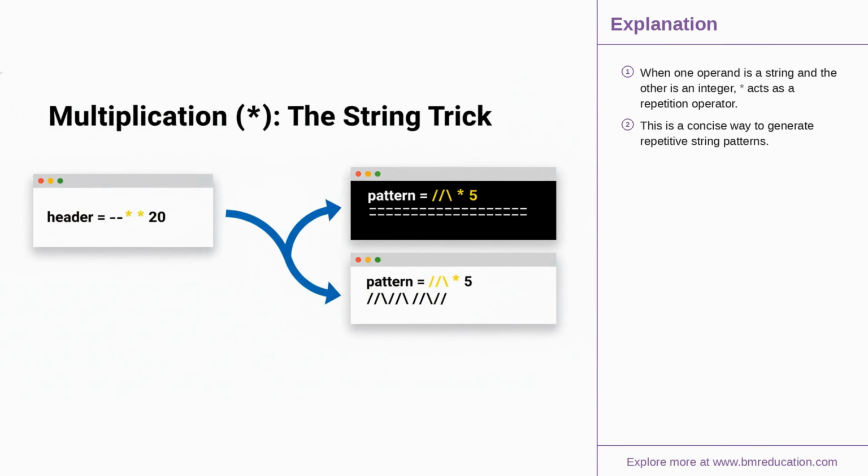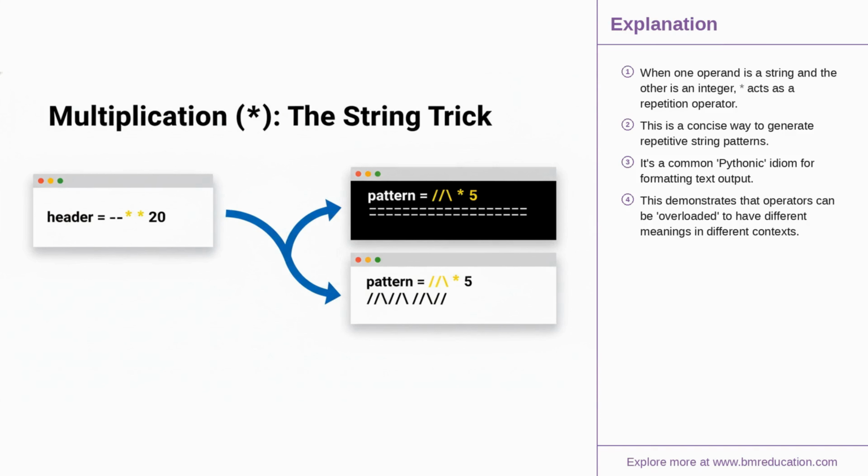Here's that special trick. When used with a string and an integer, the multiplication operator doesn't do math. It performs repetition. It repeats the string a specified number of times. This is a fantastic Pythonic shortcut for creating separators, borders, or initializing simple patterns.